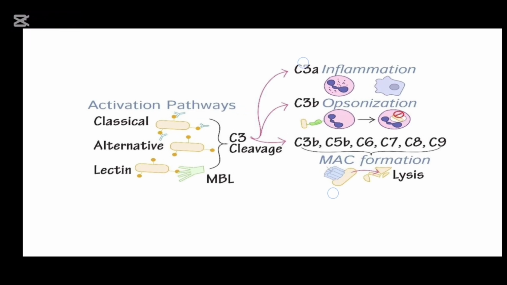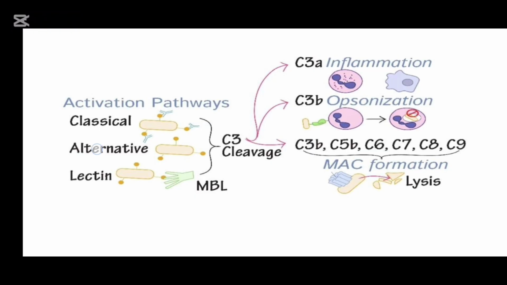let me try to explain a bit here. This is the classical pathway. This is the alternative pathway. This is the lectin pathway. As you can see here, this is the structure of an antibody. So an antibody bound with an antigen. What forms? Activation of C1. Once C1 gets pre-activated, what happens?